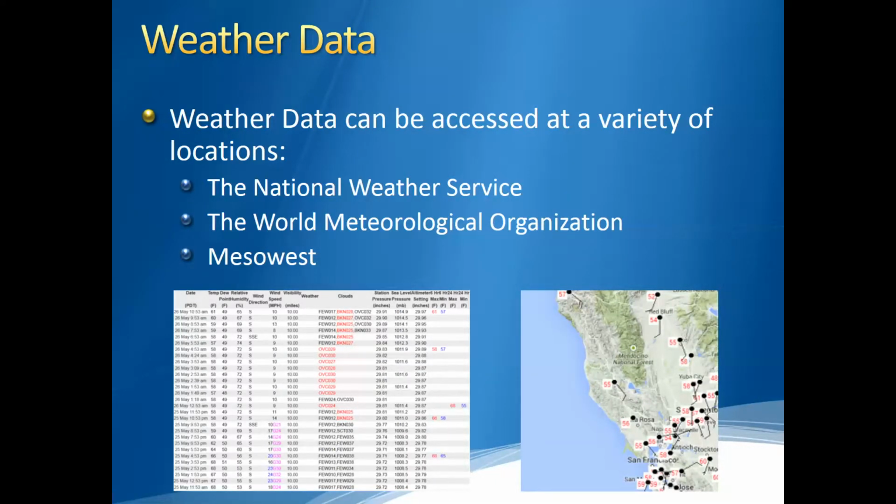There are numerous sites and numerous agencies that make weather data readily available free of charge. These include the National Weather Service, which is the United States weather agency, the World Meteorological Organization, which is an international body of the world's top meteorologists, and MesoWest, which is the agency that I personally like to use to access weather data.